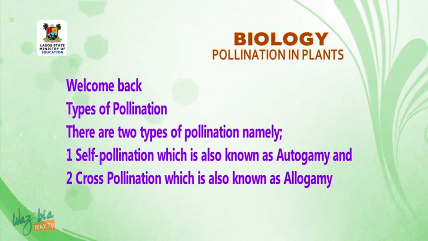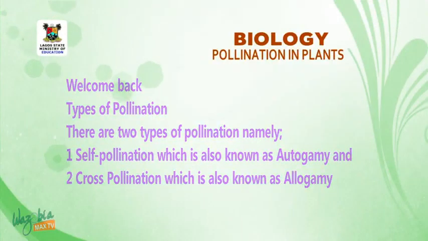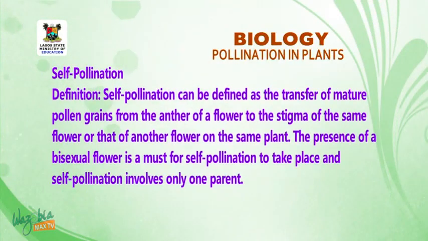Welcome back. Now we discuss types of pollination. There are two types of pollination, namely self-pollination, which is also known as autogamy, and cross-pollination, which is also known as allogamy. Then, what is the meaning of self-pollination?